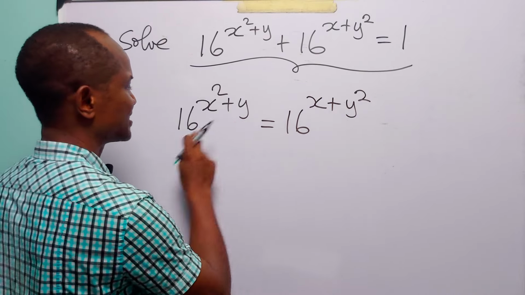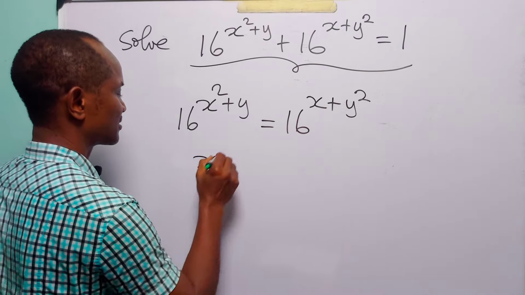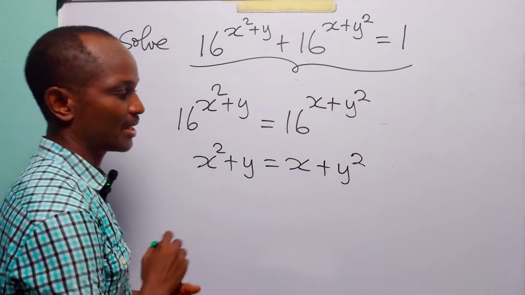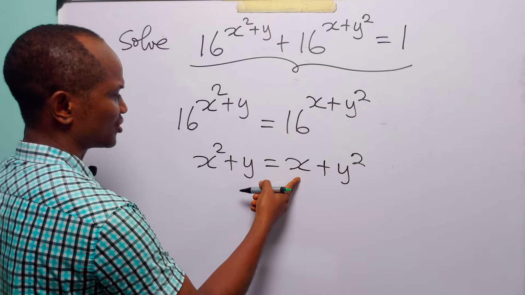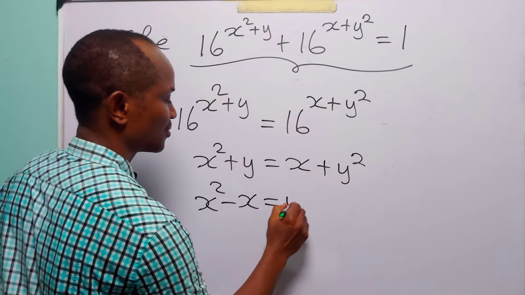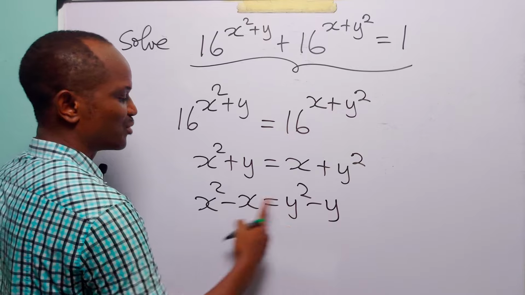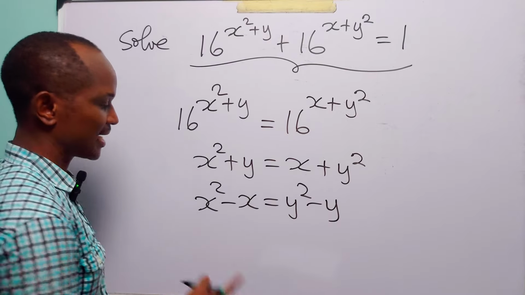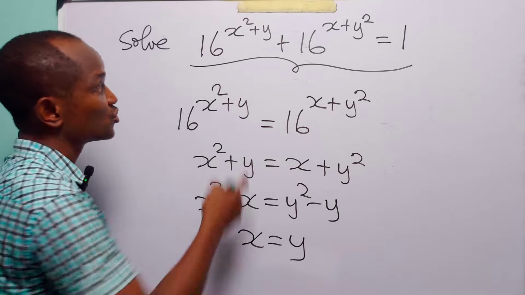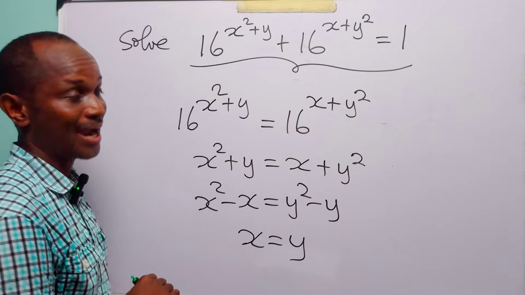And of course, since we have the same base on both sides of this equation, we can equate the exponents. When we do that, we have that x squared plus y is equal to x plus y squared. Now, from here, we can rearrange this equation into the form x squared minus x is equal to y squared minus y. Now, when you compare both sides of this equation, it is very easy to see that we can conclude that x is equal to y. So this equation is only possible when x is equal to y.